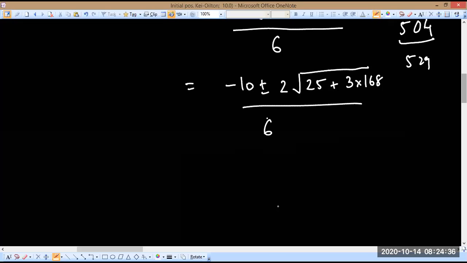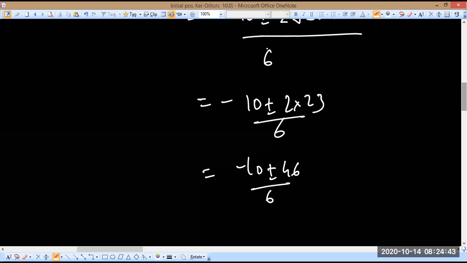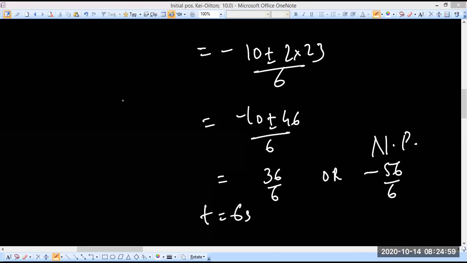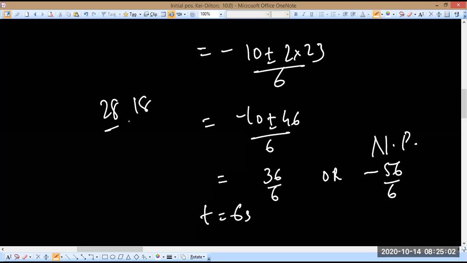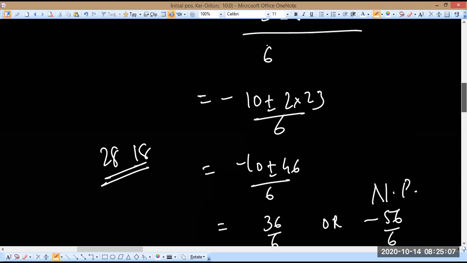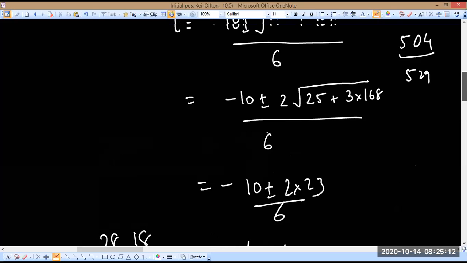So this is what we are getting, right? So that is minus 10 plus or minus 46 by 6. So either it is 36 by 6 or it is minus 56 by 6. This is not possible because that is in the past. So the correct answer is 6 seconds. It will be done this way. Okay, otherwise like Dikshita suggested, factors are 28 and 18, right? You could do that as well, right? Okay, never mind, let's not get off the track. So t is 6 seconds, that's what we got.